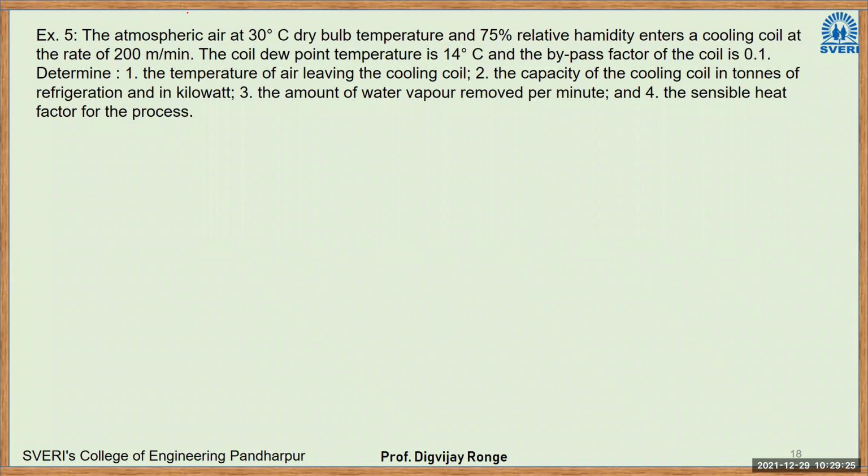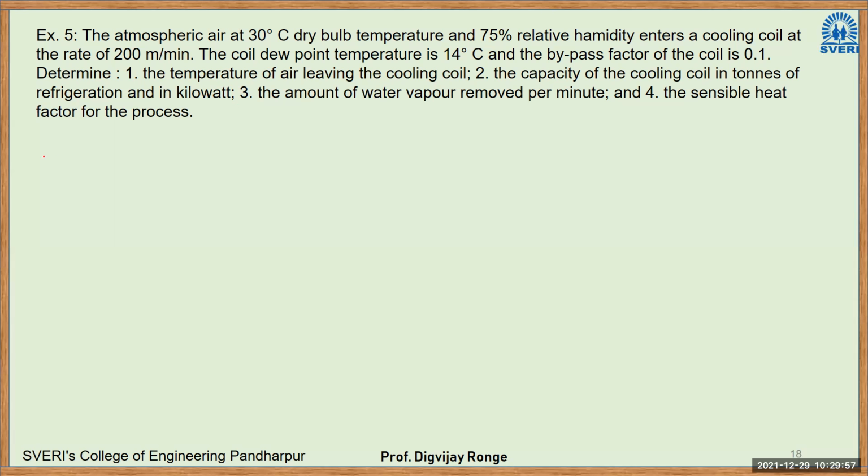So I'll read the numerical. Pay attention. Atmospheric air at 30 degrees Celsius dry bulb temperature and 75% relative humidity enters a cooling coil at the rate of 200 meter per minute. The coil dew temperature is 14 degrees Celsius and the bypass factor of the coil is 0.1. Determine the temperature of air leaving the coil, the capacity of the cooling coil in terms of refrigeration and kilowatt, the amount of water vapor removed per minute, and the sensible heat factor of the process. So a lot of things we have to calculate.